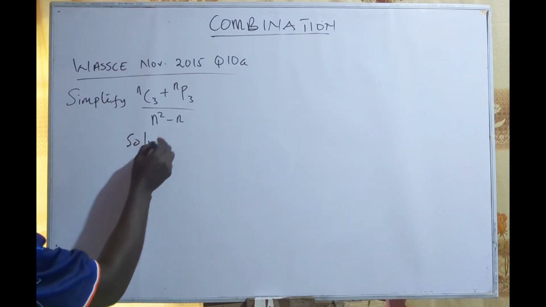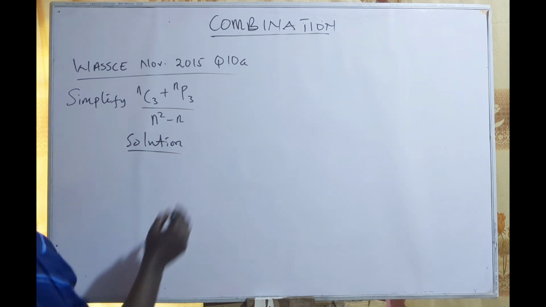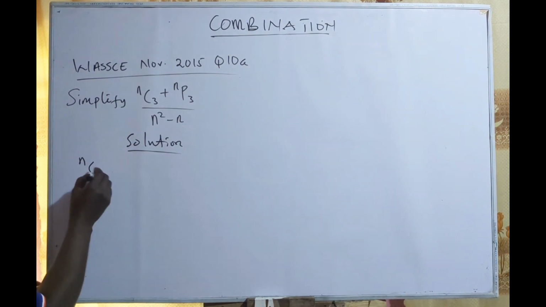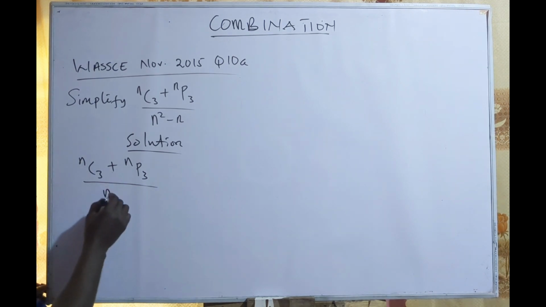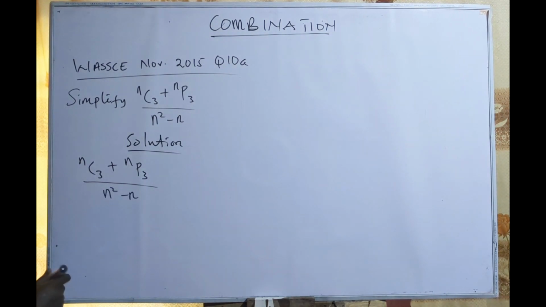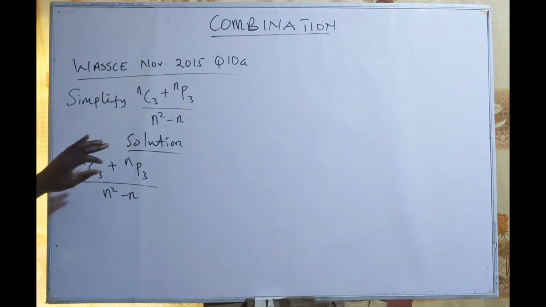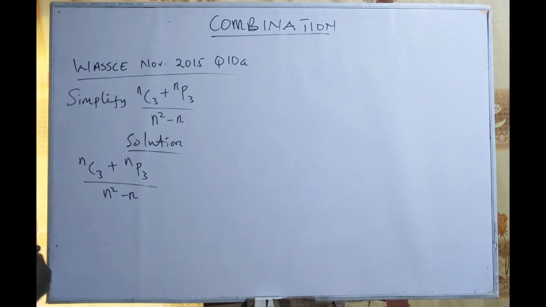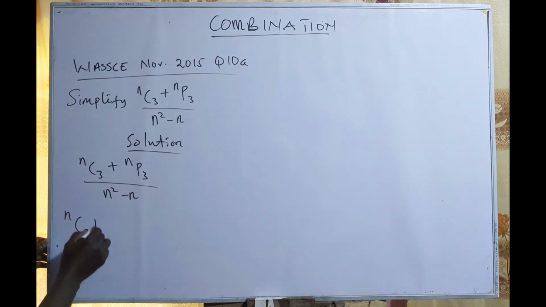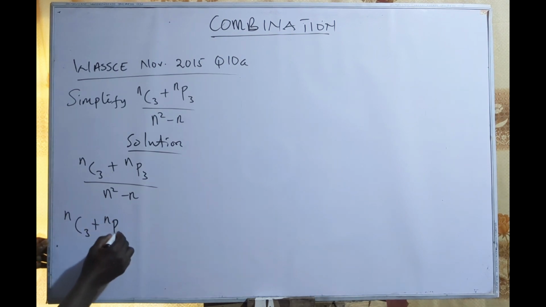Alright, so we have nC3 plus nP3 all divided by n squared minus n. We are supposed to simplify. So let's deal with the numerator. After that, when we are done with the numerator, then we come and divide by the denominator, and then we are good to go. So we have nC3 plus nP3.